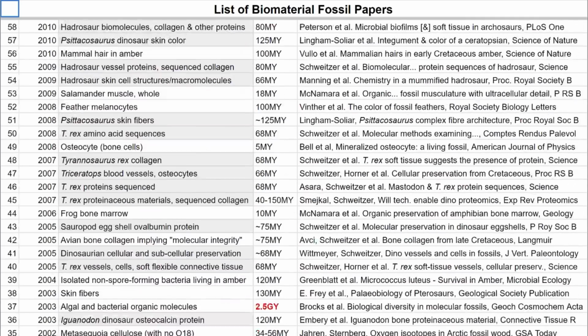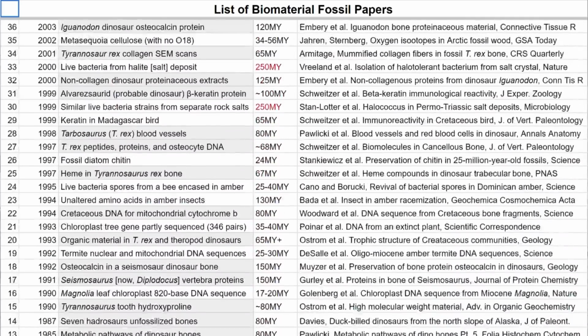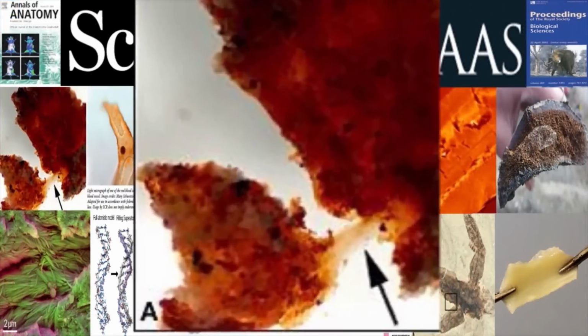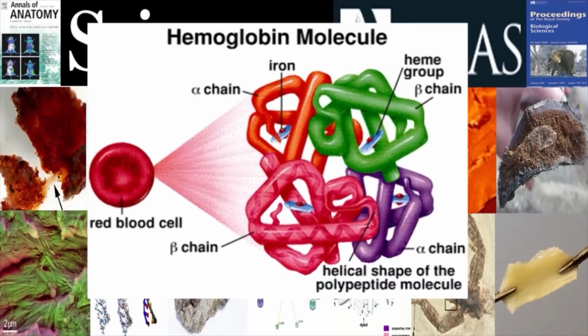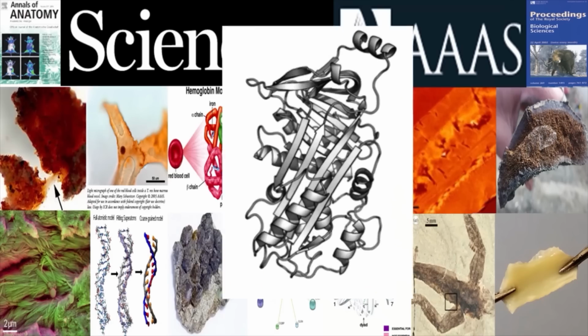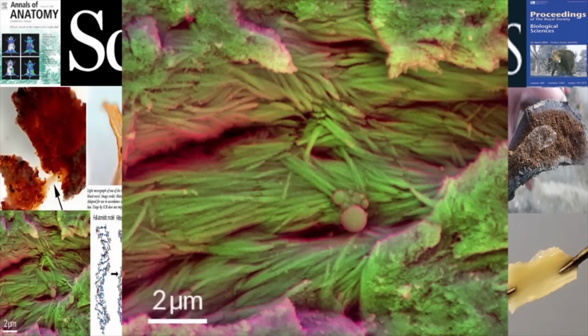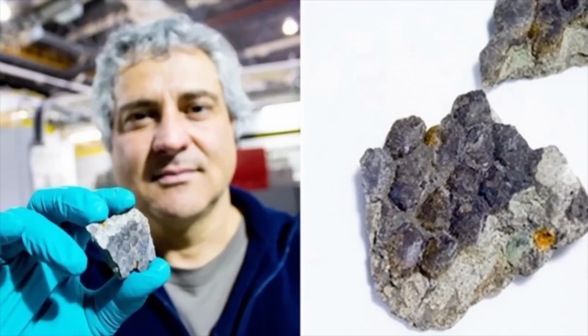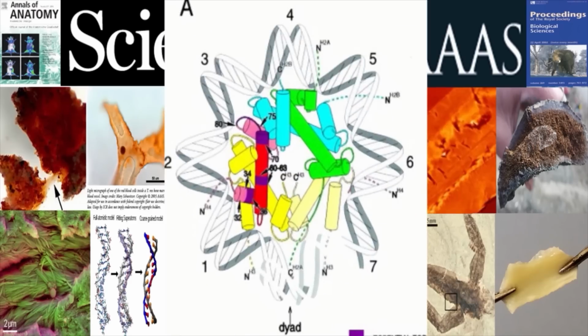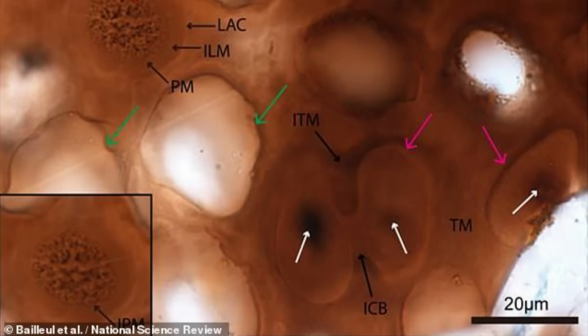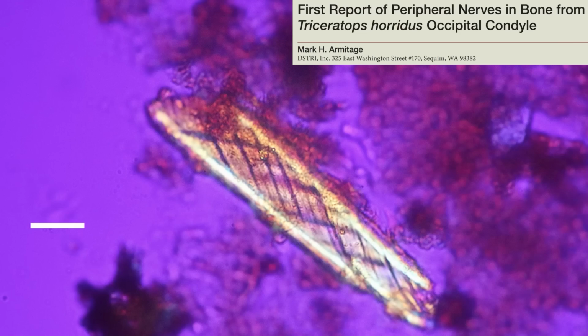And it's not just one type of soft tissue or biochemical they're finding, but 16 different varieties, including blood vessels, red blood cells, hemoglobin, osteocytes, ovalbumin, chitin, unmineralized bone, collagen, chromosomes, skin pigments, VEX proteins, histone, keratin, and elastin. The most recent two discoveries are cartilage and even nerve cells from Triceratops.